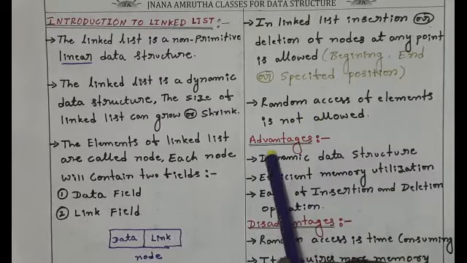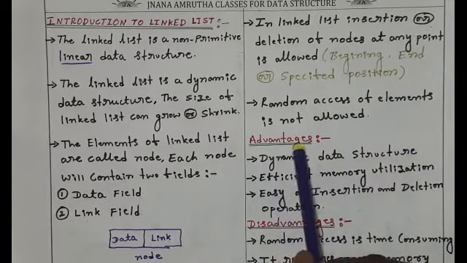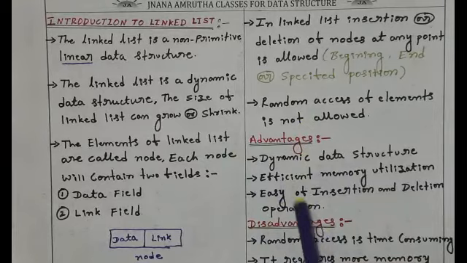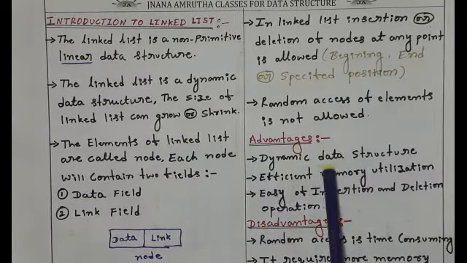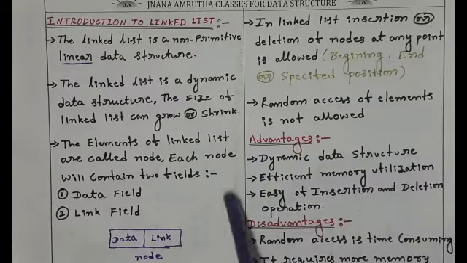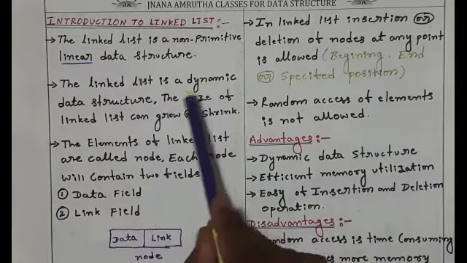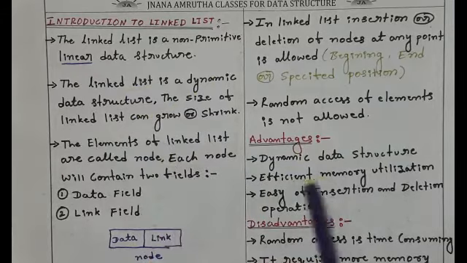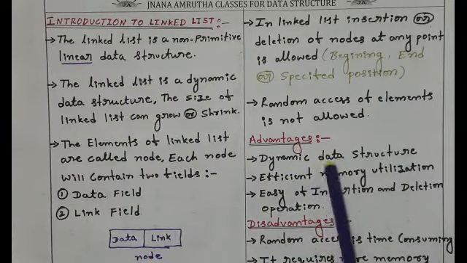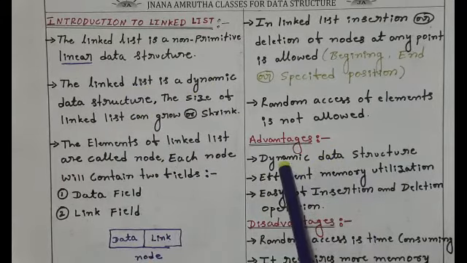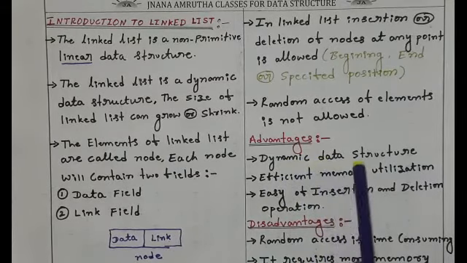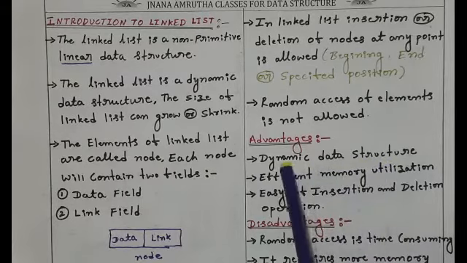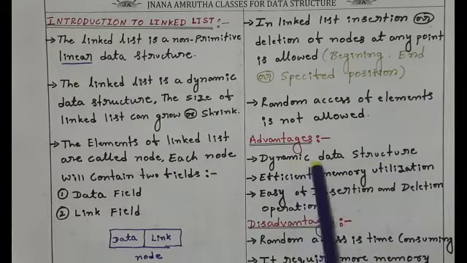Here we listed some advantages and disadvantages. The advantage is that it is a dynamic data structure. Already I told you, linked list is a dynamic data structure. Why do we call it a dynamic data structure? In the linked list we are allocating memory space at runtime, so we say it is a dynamic data structure.